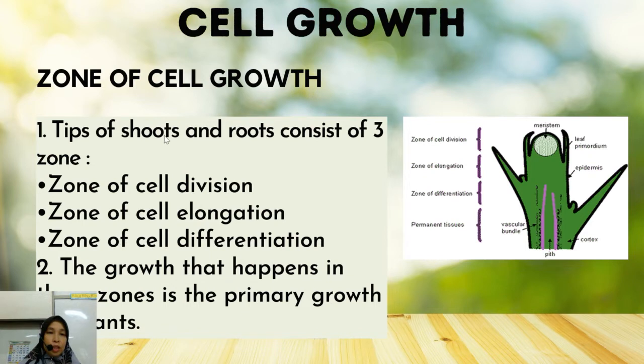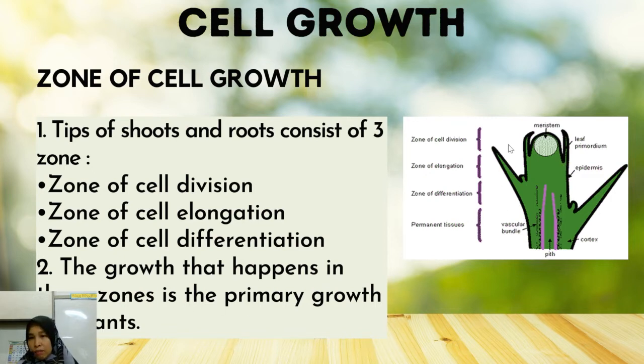The tips of the shoots and the roots consist of three zones. Why the tips of the shoot and roots? Because at the tips of the shoot and root there is meristematic tissue, which consists of the apical meristem tissue. So it can be divided into three zones: zone of cell division, zone of cell elongation, and zone of cell differentiation. The growth that happens in these zones is the primary growth of the plant.